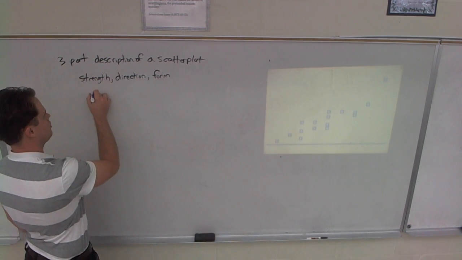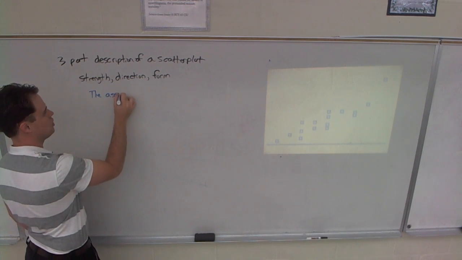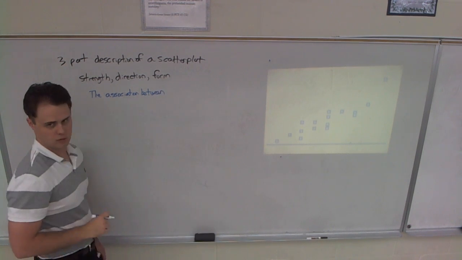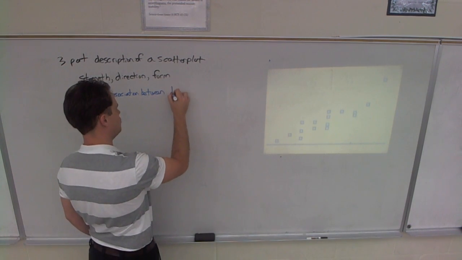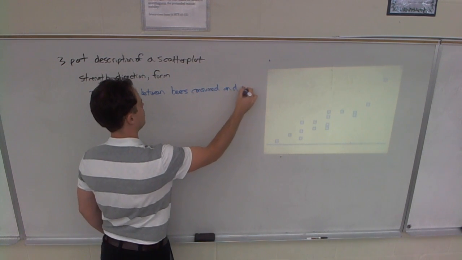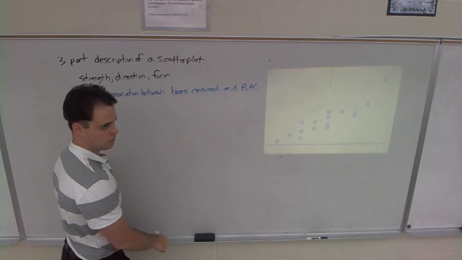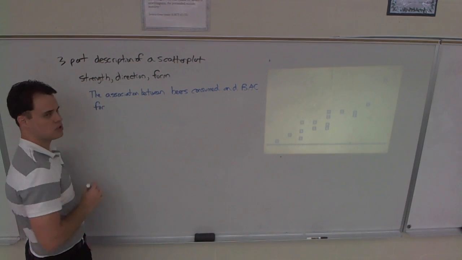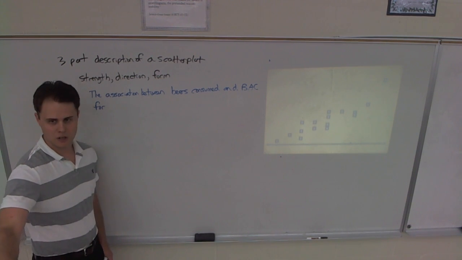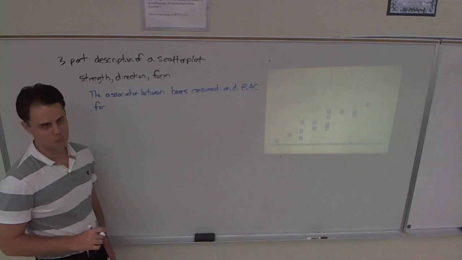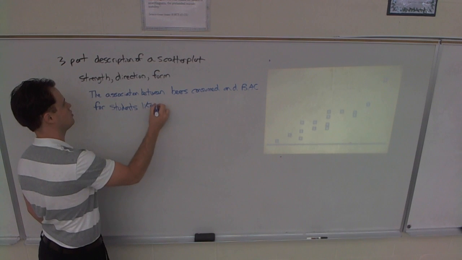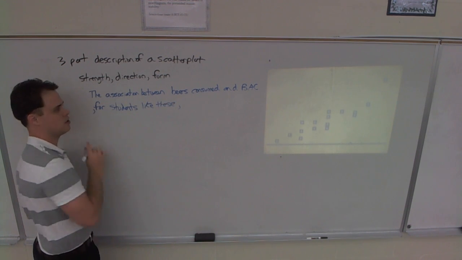So I'm going to say the association between beers consumed and blood alcohol content. You could say for students at Ohio State in this study or whatever, but if you want the nice, easy way to never miss points on the exam, you say for students like these, put commas around that, it's a little clause, right?